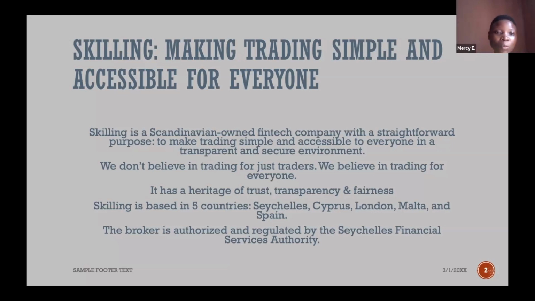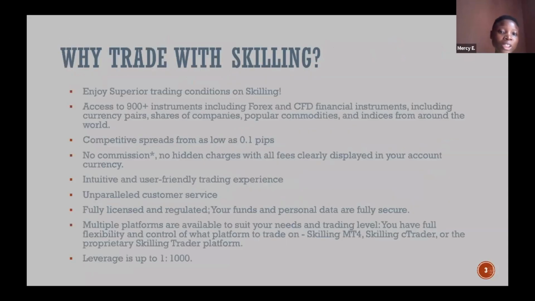Next slide. What do you get with Skilling? Why should you trade with Skilling? Enjoy superior trading conditions. Skilling has over 900 financial instruments: currency pairs, shares of popular companies, commodities, indices, gold, anything you're looking for. And spreads are from as low as 0.1. No commission, no hidden charges. All fees are clearly displayed in your account currency.